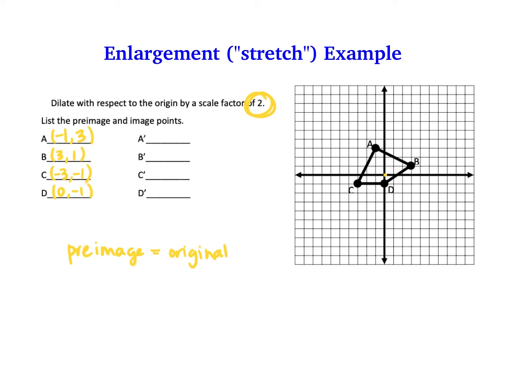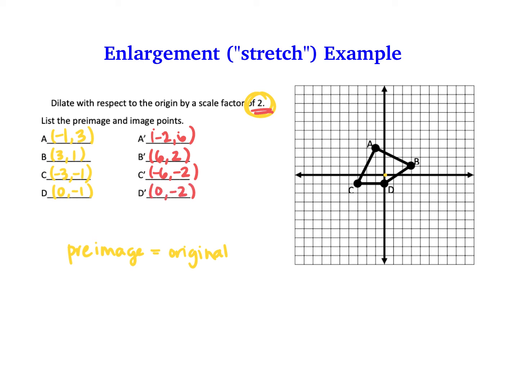So what that looks like is I'm going to do -1 times 2, which would give me -2, and then 3 times 2, which would give me 6. That would then give me 6 and 2, again, each piece multiplying by 2, -6 and -2, and then 0, -2. So now I'm going to graph those.